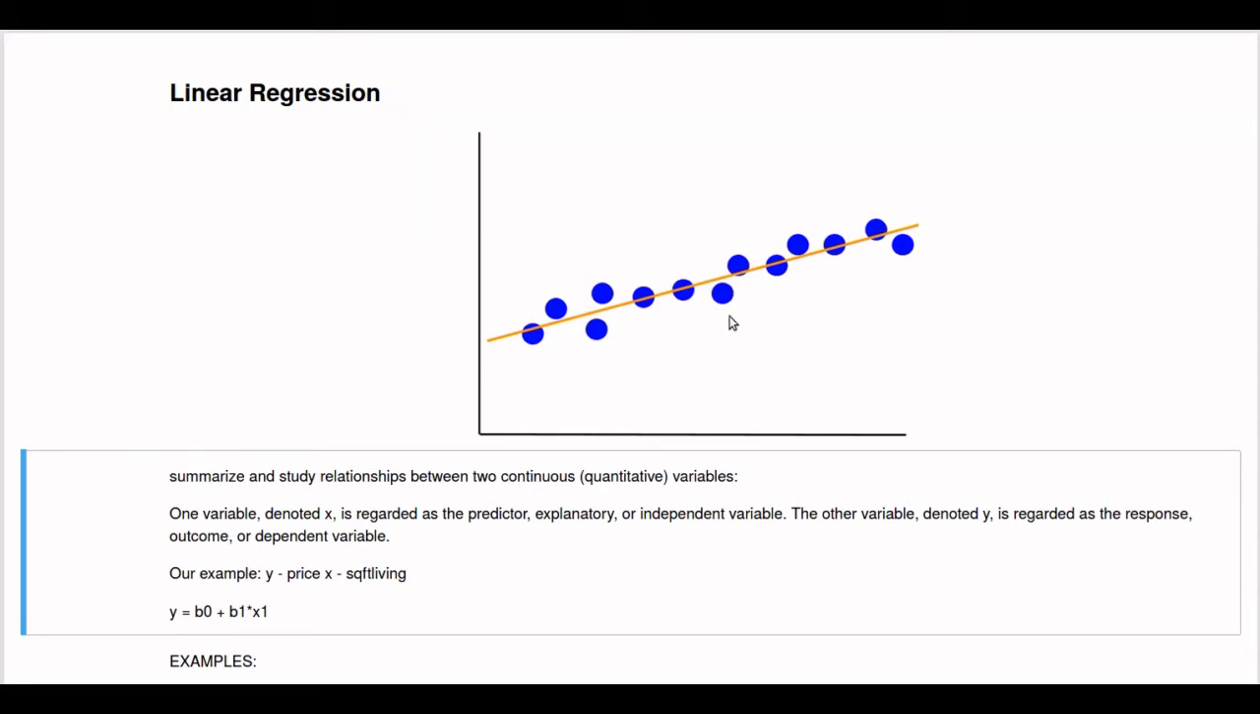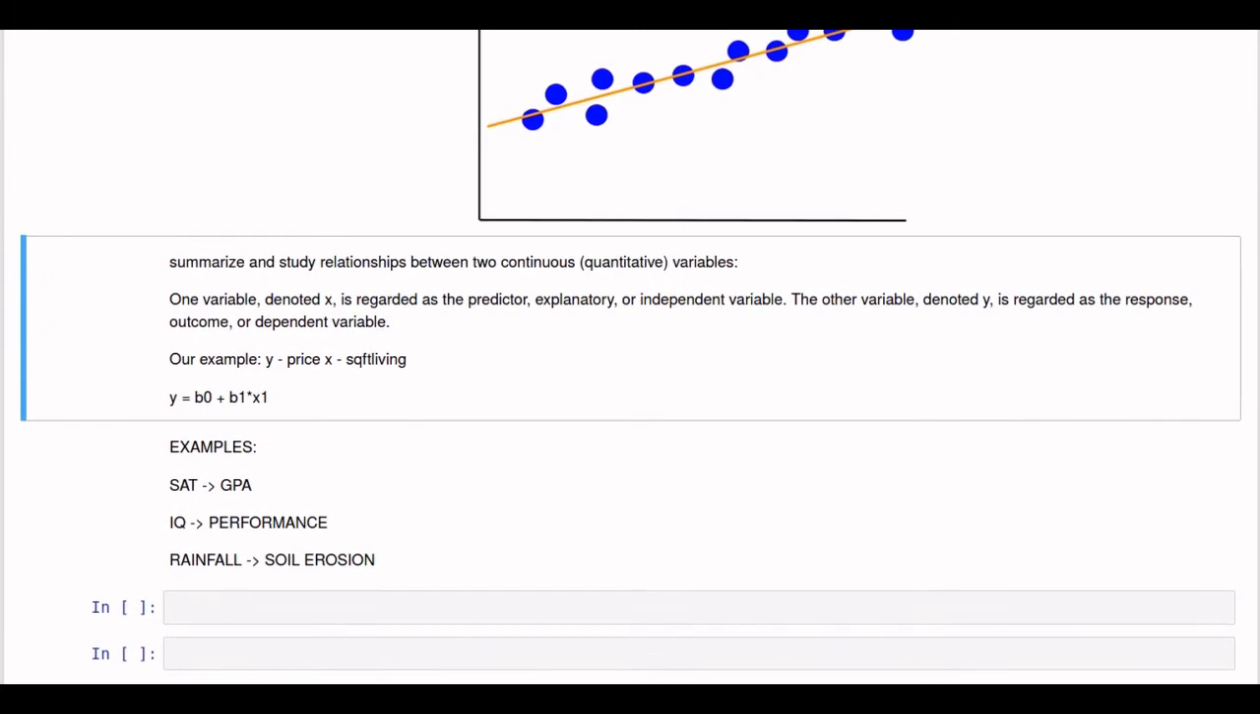Okay, so now let's get back to linear regression. So what is linear regression? Well, first let's get started with a simple linear regression, and then we'll explain multiple linear regression. Simple linear regression is a statistical method that allows us to summarize and study relationships between two continuous variables. One variable, which is denoted x, is regarded as the predictor, explanatory, or independent variable, and the other variable, which is typically denoted y, is regarded as the response, outcome, or the dependent variable.